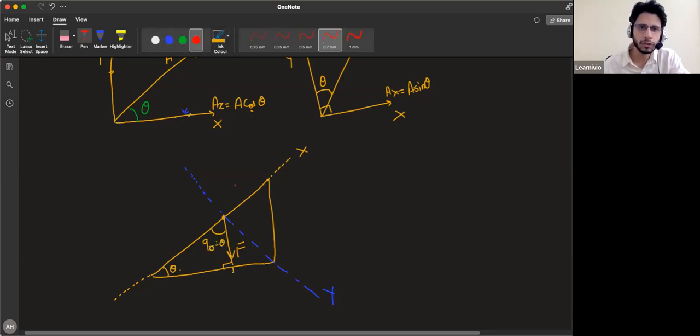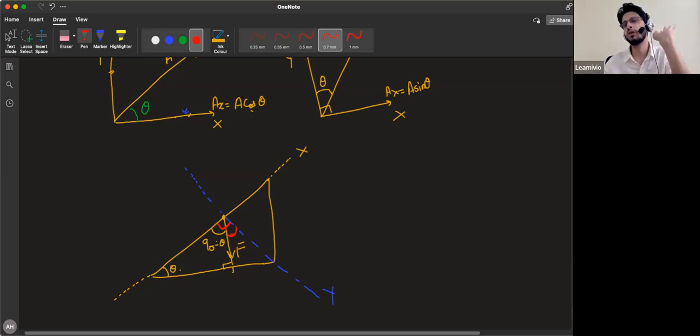Now, if I call this whole as 90 degrees, this is the y-axis, which is perpendicular to the inclined plane. This whole is 90 degrees. Hiba, how much is this angle? This whole is 90, and this one is 90 minus theta. How much is this angle? Aksha, how much is this angle? Okay. Mamuna, how much is this angle? This whole is 90 degrees, this is 90 minus theta. How much is this?